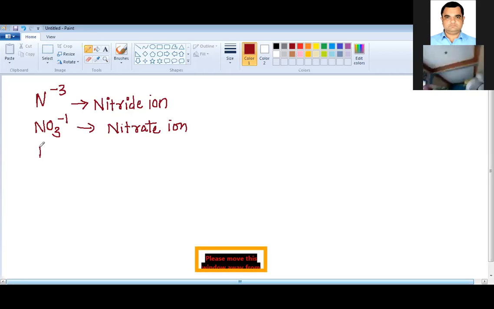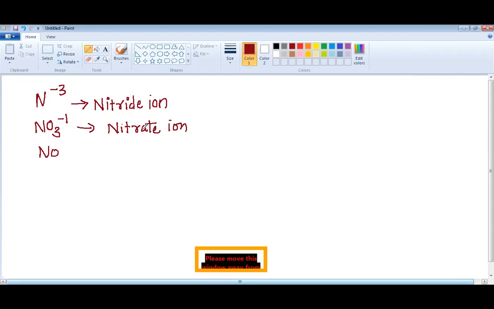Suppose, my dear students, you have the NO2 minus 1 ion. This ion is known as the nitrite ion. Please remember, nitrite ion. There is a difference in their names. You can see here N minus 3 is known as nitride ion, NO3 minus is known as nitrate ion, and NO2 minus is known as nitrite ion.